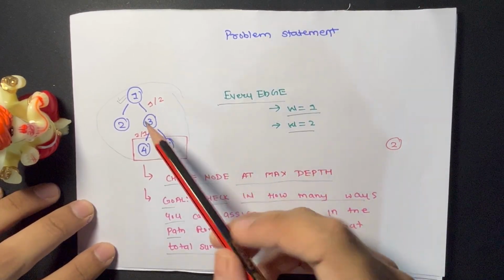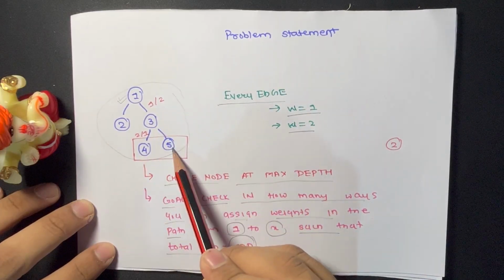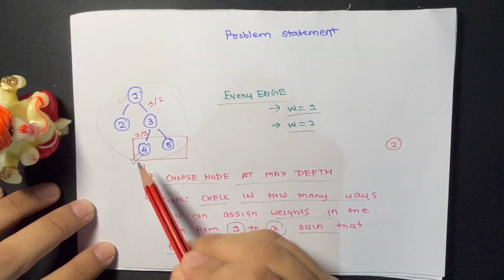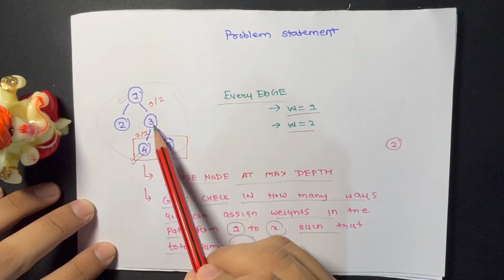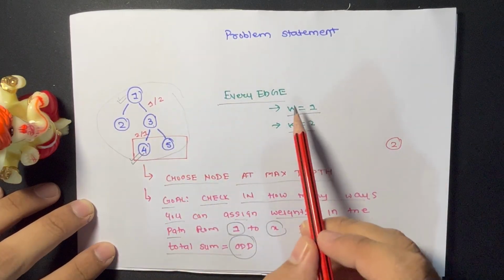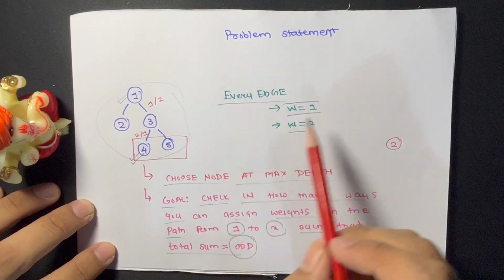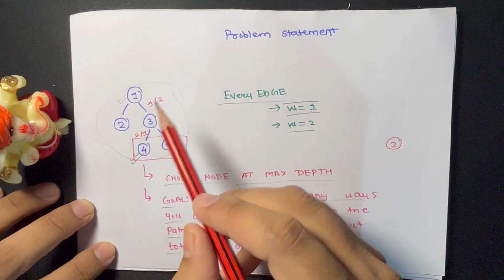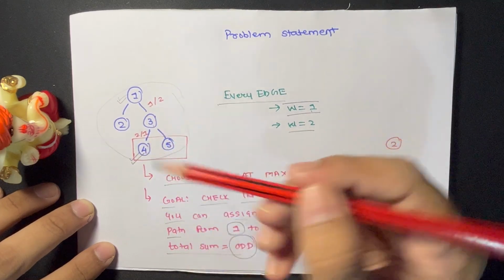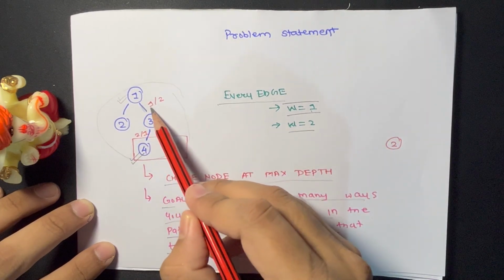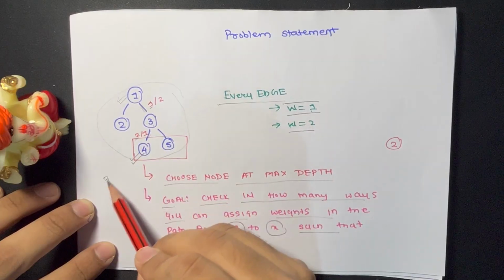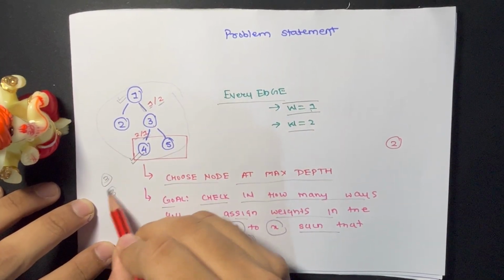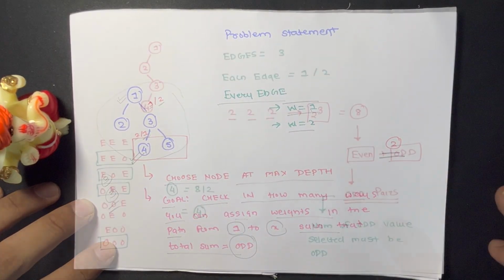Okay, consider this example. Here 4 and 5 are the nodes which are at the maximum depth. Consider we take the node 4. Then the path will be 1, 3 and 4. Now we have been told that we can assign the weights as 1 and 2 only. So in how many ways we can get the total value from 1 to 4 as odd? We can assign this edge as 1 and this edge as 2, we get 3 as the answer. Or we can assign this edge as 2 and this edge as 1, we can get 3 as the answer. So there are two ways.